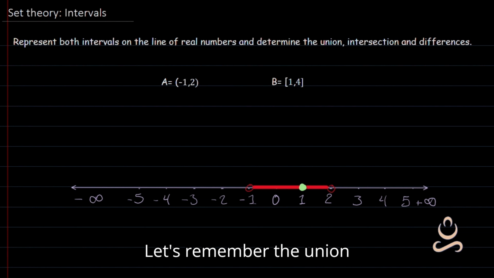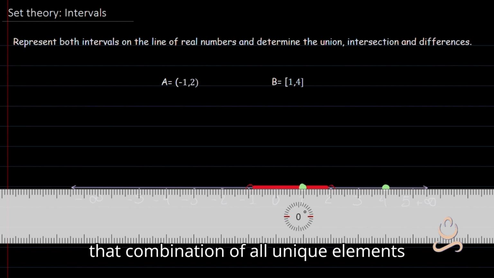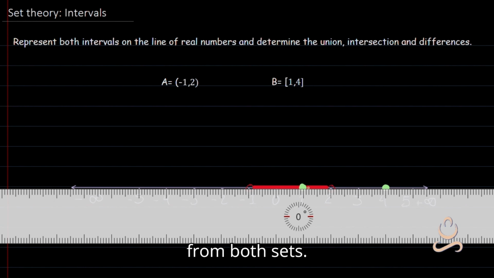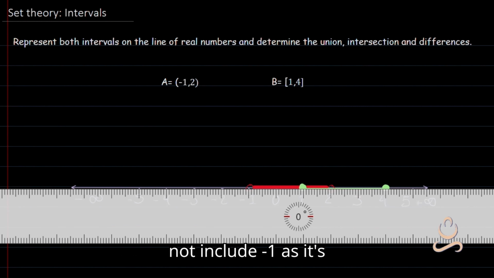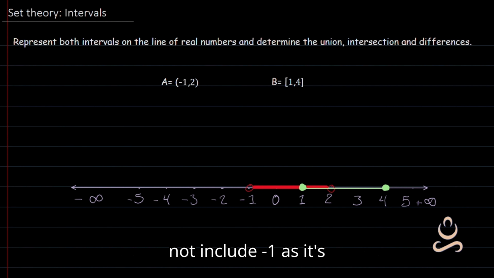Let's remember the union set of two sets is the combination of all unique elements from both sets. In this case, the union set would include all numbers that are in set A, set B, or both. The left limit of the union interval does not include -1, as it's not present in either set A or set B.